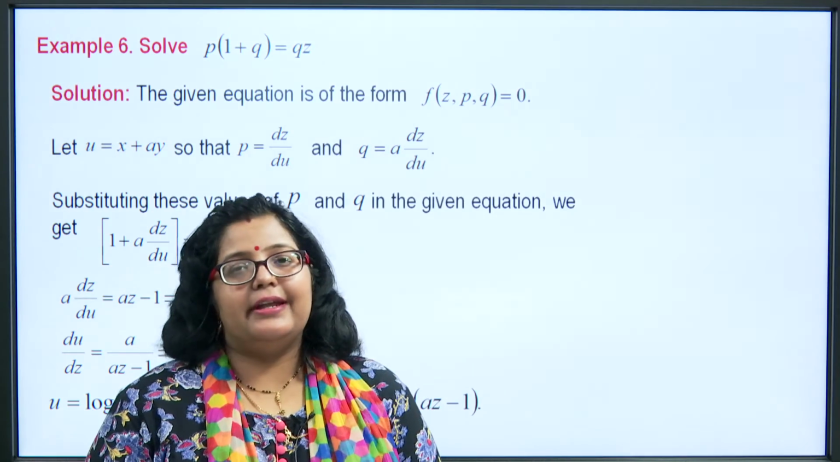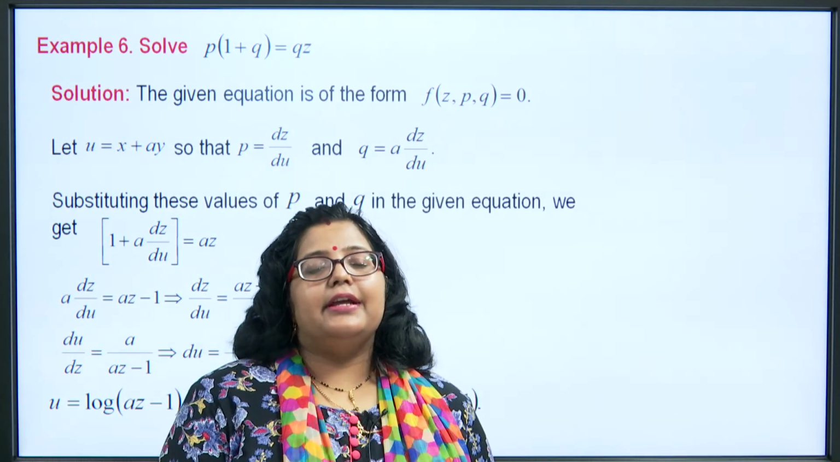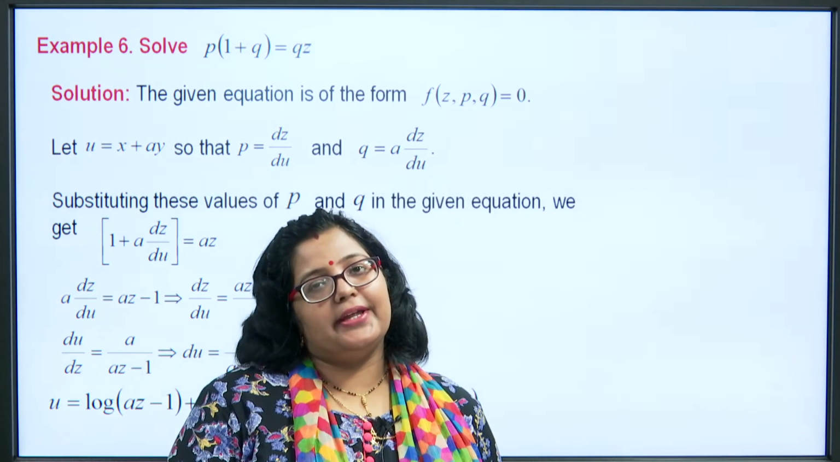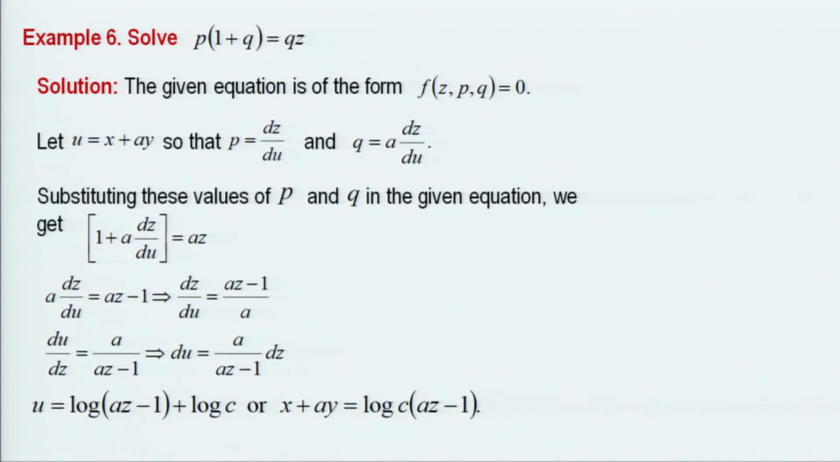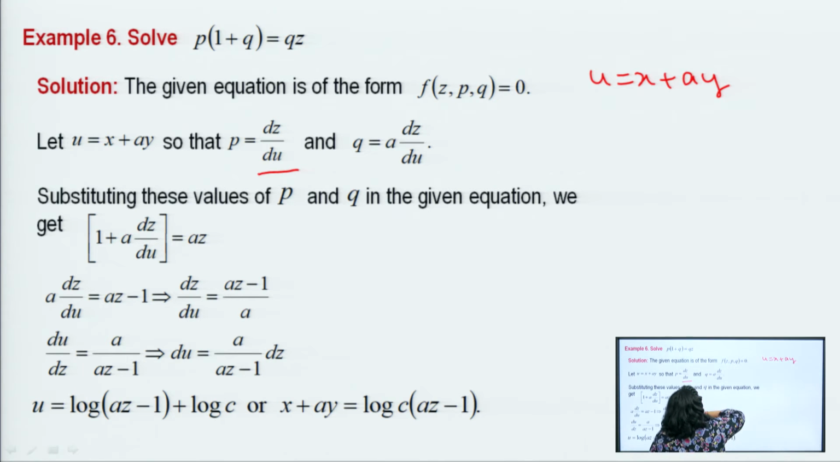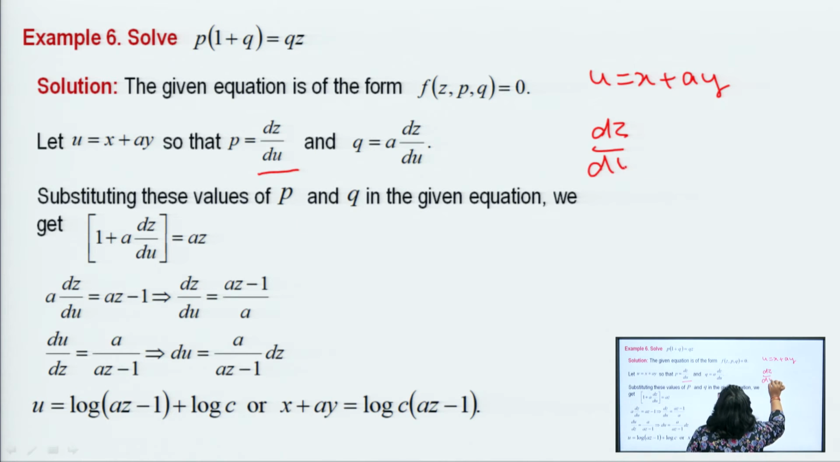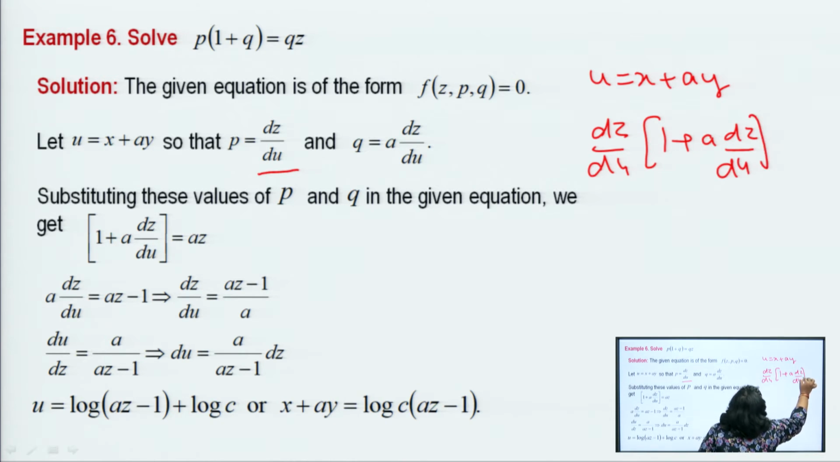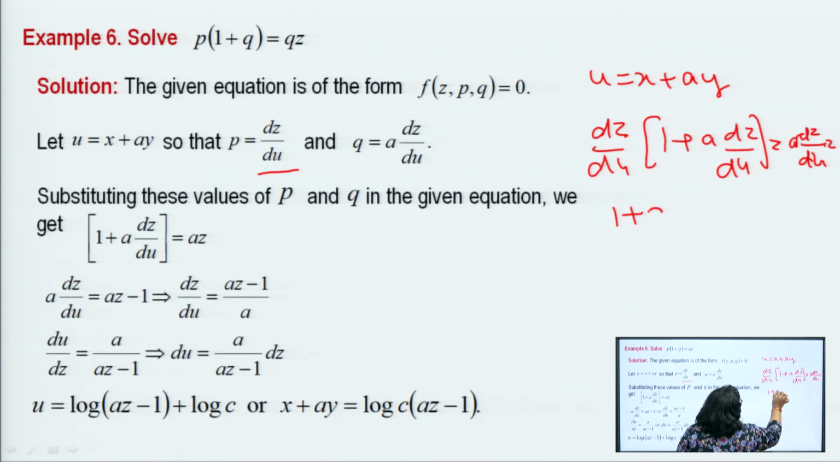We go with the next example for type third: p(1 + q) = a q z. This is type third. So firstly we assume u = x + ay, and put the values p = dz/du, q = a dz/du. Putting here, dz/du (1 + a dz/du) = a dz/du into z, and solving it, we get 1 + a dz/du = az.